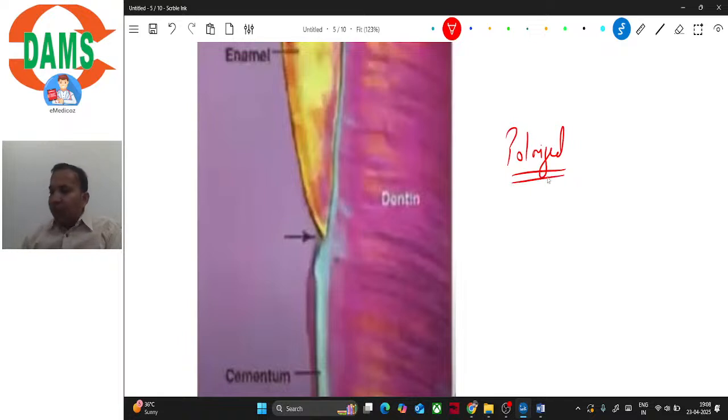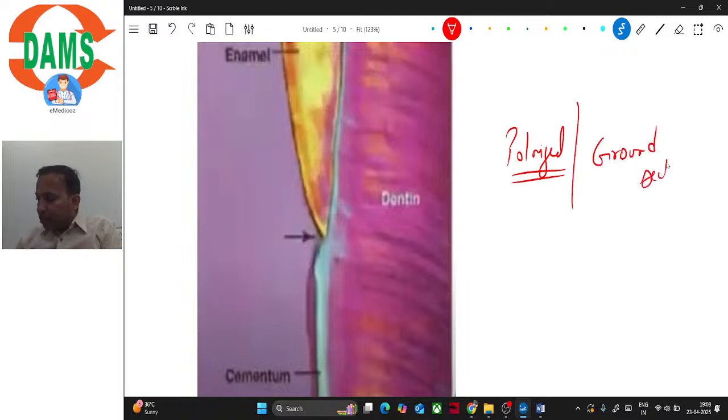First of all, it is viewed under a polarized microscope. As you can see, these colorful structures, isn't it? Polarized microscope. Also, it is a ground section. You can clearly see the enamel here, isn't it? So that's why we can say that this is a ground section, right? Because the enamel is lost in a decalcified section.